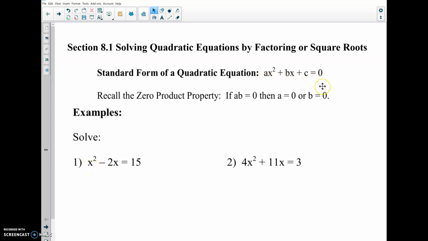Please write this down. Remembering the zero product property, we went over a little bit of this already. If you have two things that are multiplied to equal 0, one or the other or both have to be 0. So let's take a minute and look at number 1. We have to remember we always have to have it set equal to 0. So let's move that 15 over.